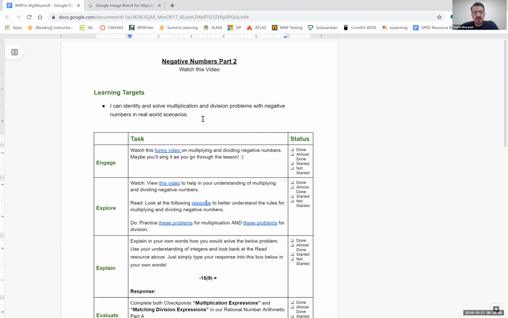So this lesson is going to cover negative numbers part 2. Again, the learning target, like we do every time, is: I can identify and solve multiplication and division problems with negative numbers in real-world scenarios. We've already looked at adding and subtracting, so now we're going to focus on multiplication and division.